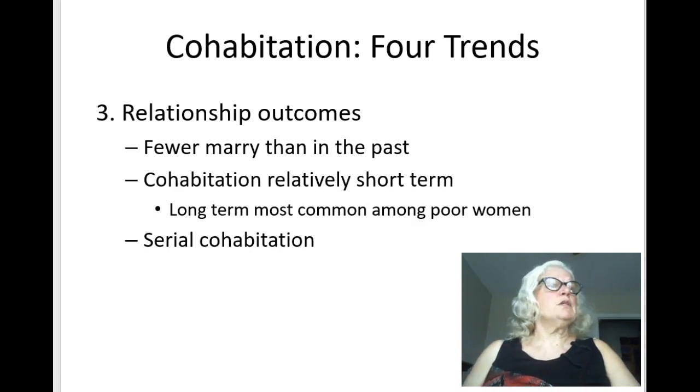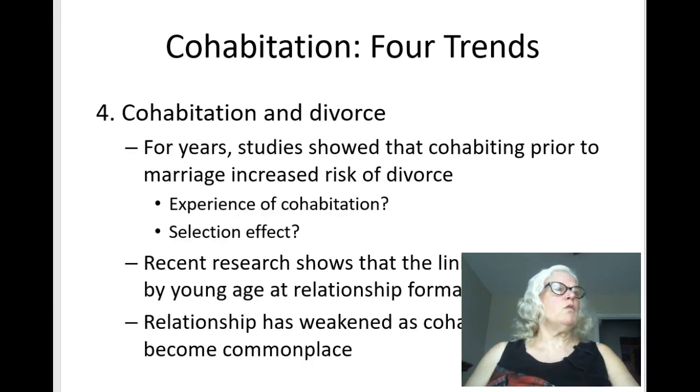The third trend in cohabitation is relationships. Fewer marry than in the past, and cohabitations are relatively short-term, but long-term among poor women oftentimes, and then we'll have serial cohabitators. You leave one cohabitation relationship and enter another, and you move through that process. So we're seeing this big change in culture as these trends move forward.